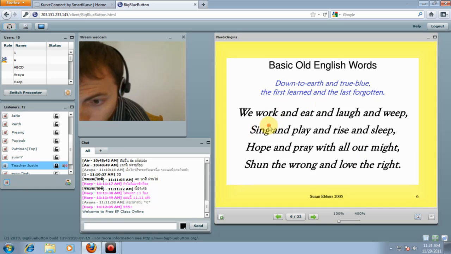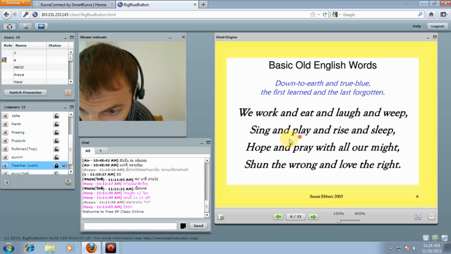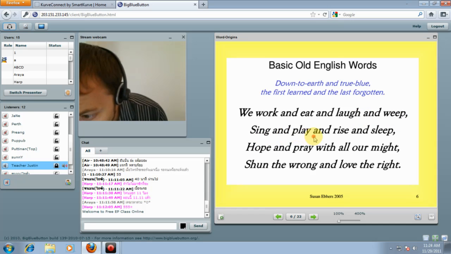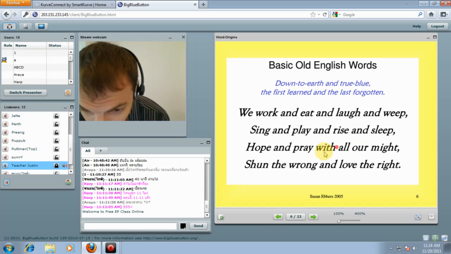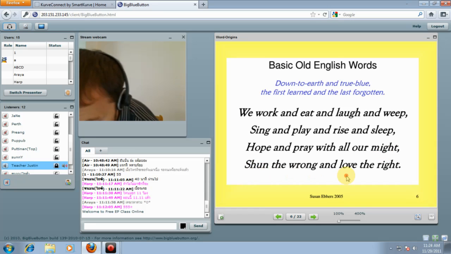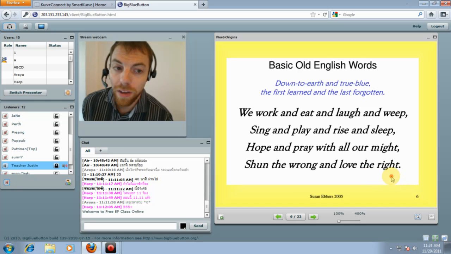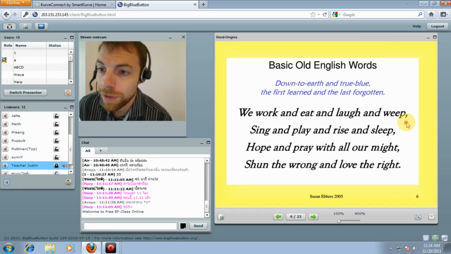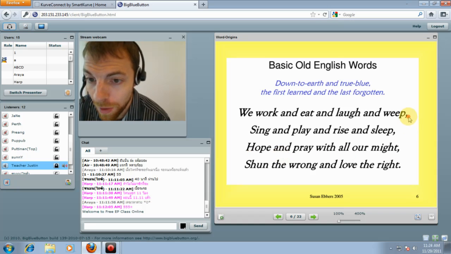For example, we work and eat and laugh and weep, sing and play and rise and sleep, hope and pray with all our might, shun the wrong and love the right. So this is an example of a poem with some basic Old English words.